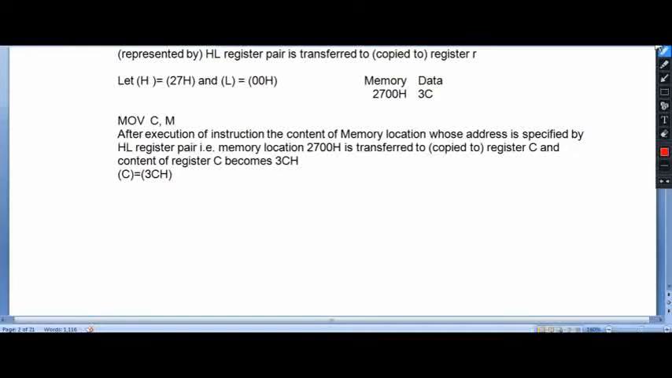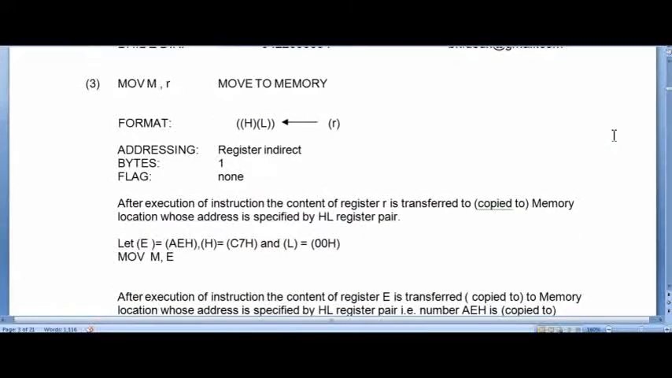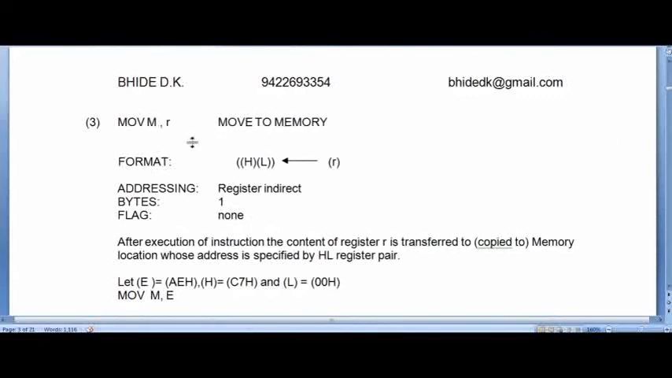Let us go for the third instruction from the data transfer group. The third instruction is MOV M, R. It is exactly opposite to the previous one. What was the previous example? Move M to R. That means the number from memory is transferred to a register. In this example, we are going to study how the number from a register is transferred to memory. Therefore, it is called move to memory.